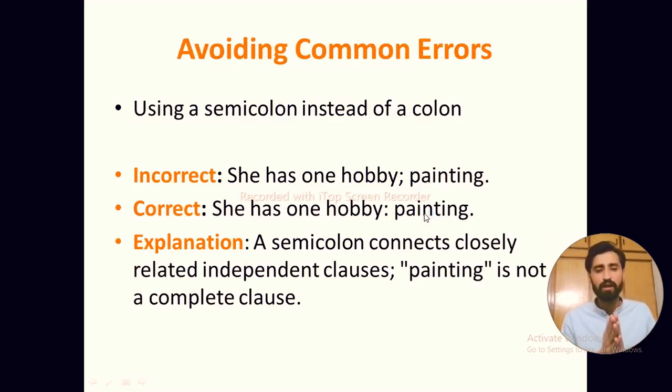अब फॉर एग्जांपल यूजिंग अ सेमीकोलन इंस्टेड ऑफ अ कॉलन, अब यहाँ पर हम समझेंगे कि किस तरह हमारे पास समटाइम्स हम कॉलन लगाते हैं बट वहां पर सेमीकोलन आता है. सो शी हैज वन हॉबी पेंटिंग. Now this is incorrect. Why? Because painting is not a complete clause, it's not an independent clause. Okay, so she has one hobby, that is painting. So semicolons will be used here. So semicolon connects closely related independent clauses, whereas painting is not a complete clause. So that is why यहाँ पर semicolon correct होगा और colon हमारे पास incorrect consider किया जाएगा.